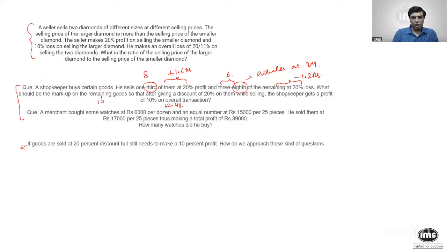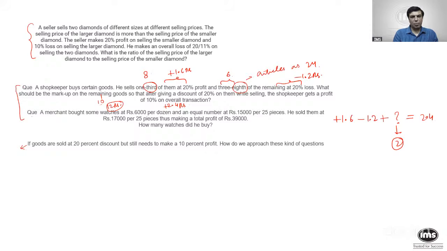Okay. So if you just see, from the first lot, we are getting 1.6 rupees. From the second lot, we are losing 1.2 rupees. From the third lot, we are going to make some profit such that overall profit is 2.4. What is this unknown? If you just solve for this unknown, this is nothing but 2 rupees. So from the third lot, we want to make a profit of 2 rupees. Now, if you see in the third lot, we have got 10 articles. If I want to make 2 rupees profit, I should be selling them at 12 rupees, right?